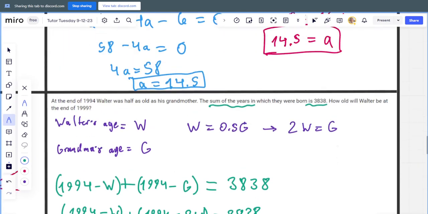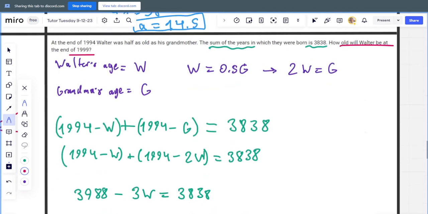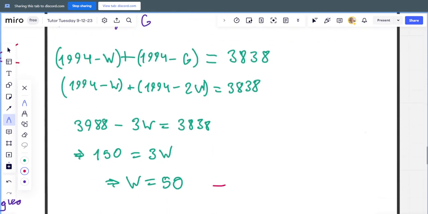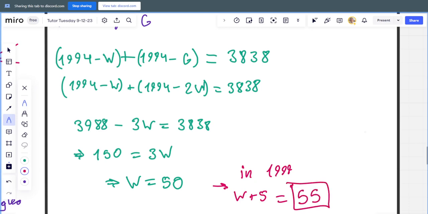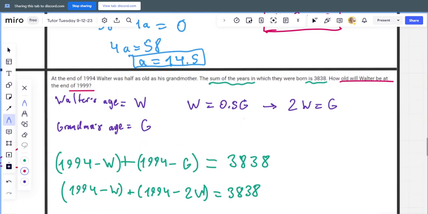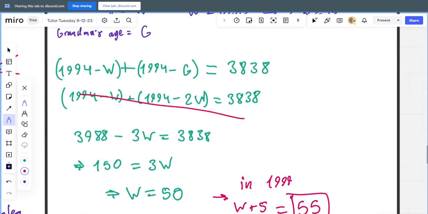But is that what the question is asking? How old will Walter be at the end of 1999? Very close. Since 1999 is 5 years away, it would just be Walter's age plus 5. He's 55. Did I get that right? Let me check. Yeah, should be 55.